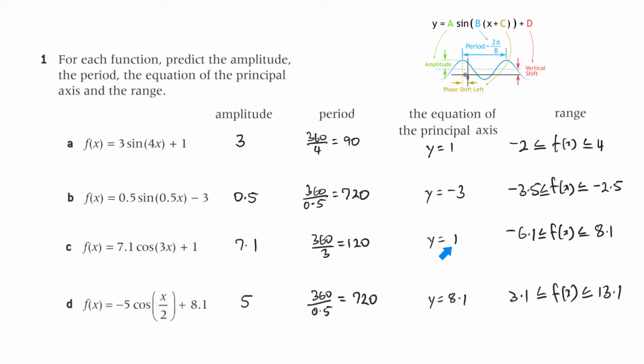Here, if the center line is 1, it's got an amplitude of 7.1. The highest it can go is 7.1 above 1, which is 8.1, and the lowest it can go is 7.1 below 1, which is minus 6.1. Here, the center line is 8.1. If the amplitude is 5, the highest it can go is 13.1, and the lowest it can go is 3.1.